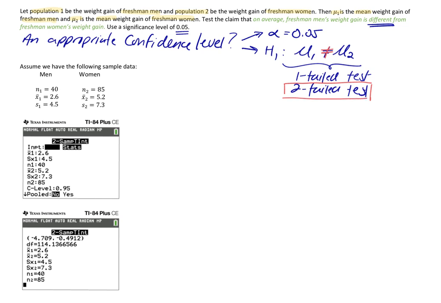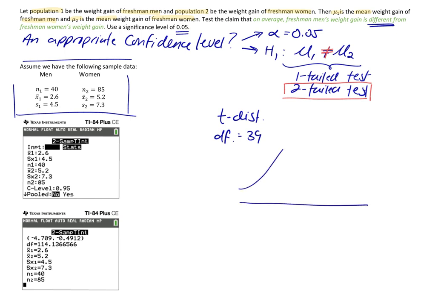So what does it mean to have a two-tailed test when we're doing a hypothesis test? Here I'm going to draw a t-distribution with degrees of freedom of 39. The reason I'm using 39 is because we have some sample data on the top left here. We can see that from our sample data, we have two samples that are of different size. So you take the smaller of the two, and the degrees of freedom is n minus 1.